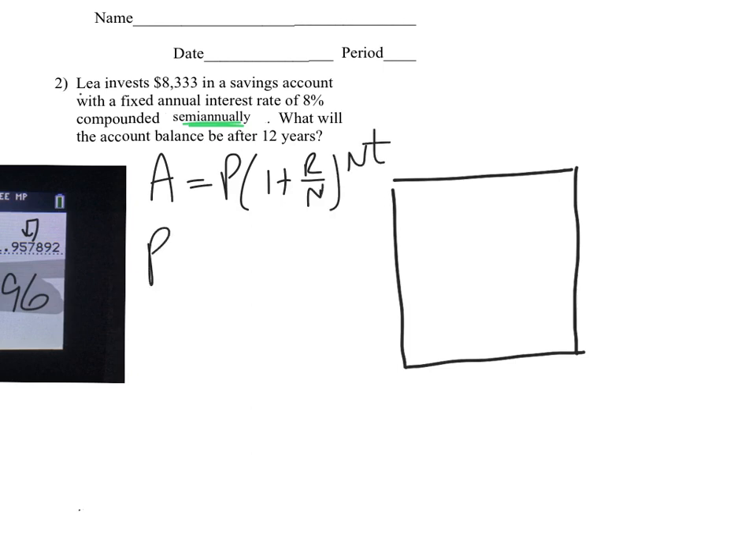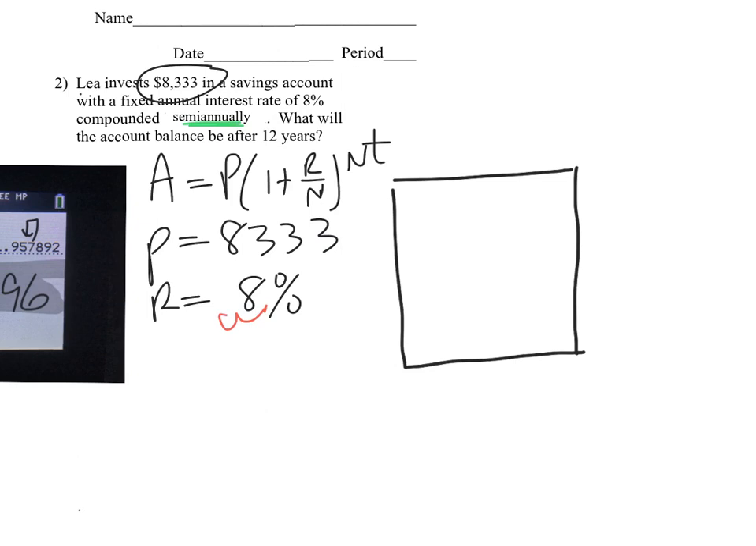So here we're going to have P, the principal. That's $8,333. The interest rate R is 8%. So let's convert that into a decimal. So that's going to be 0.08. T, the time in years, that's going to be 12 years. And N, how many times per year you get interest. Semi-annually, like a semicircle, there's 2 halves of a circle and a full circle. So 2, that's why semi-annually you get interest 2 times a year.